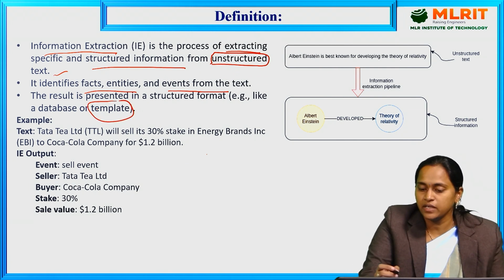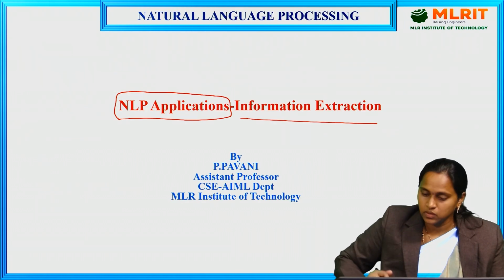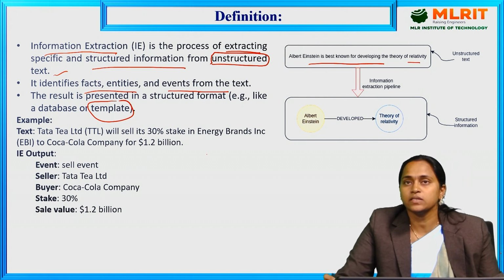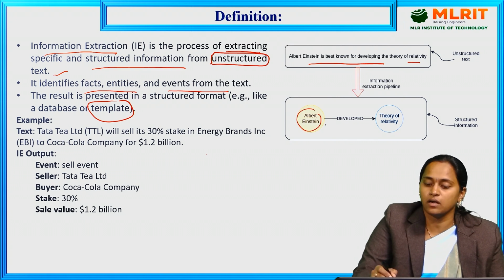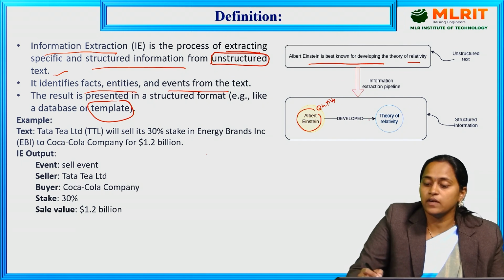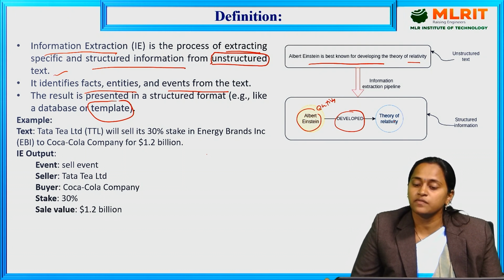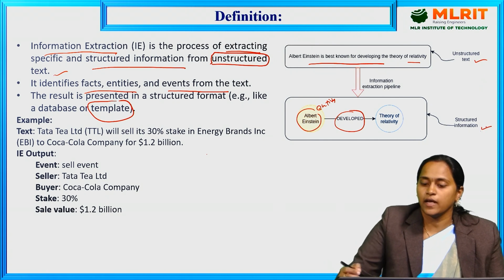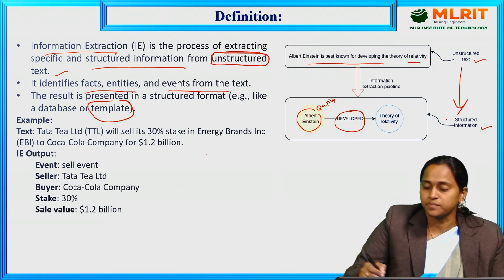Let's see an example. See the diagram. Albert Einstein is best known for developing the theory of relativity. This is a sentence. After extraction, we will get a result like this: Albert Einstein, that is the name, an entity, and developed the theory of relativity. This is the extraction from the sentence. The first one is the unstructured format, and this is the structured format. Like this, we can get information from unstructured format to structured format.